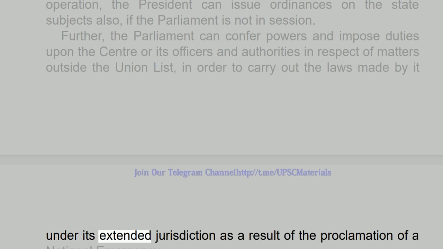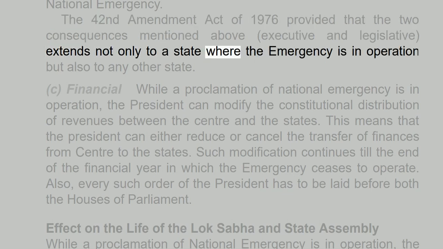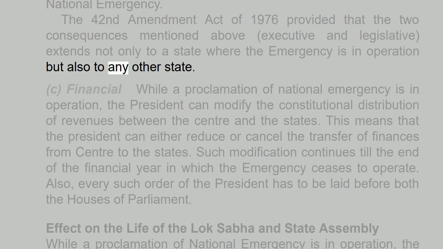Under its extended jurisdiction as a result of the proclamation of a national emergency, the 42nd Amendment Act of 1976 provided that the two consequences mentioned above, executive and legislative, extend not only to a state where the emergency is in operation but also to any other state.